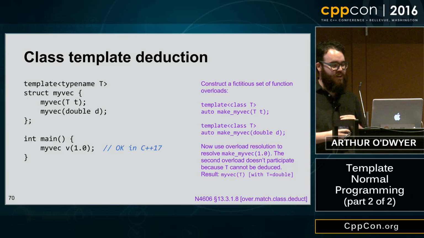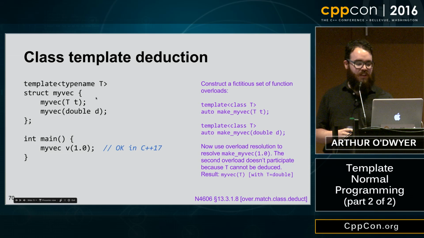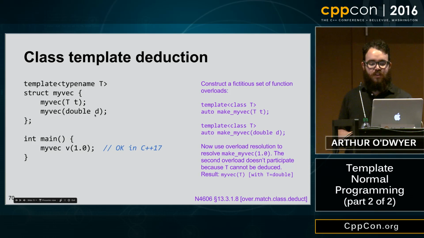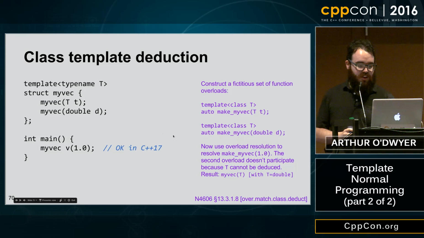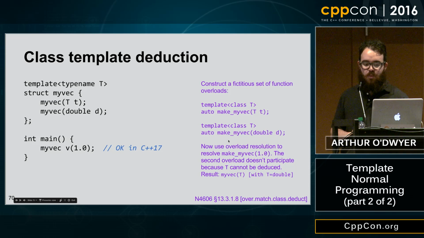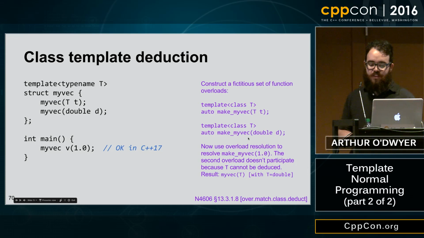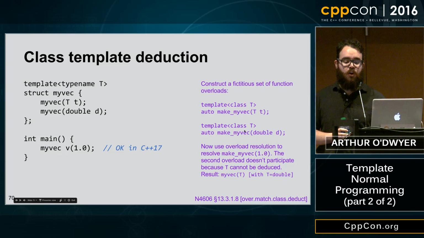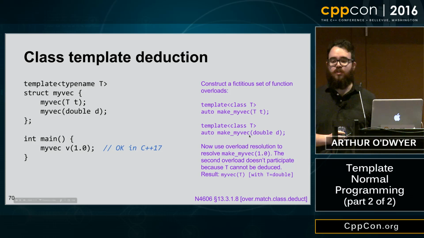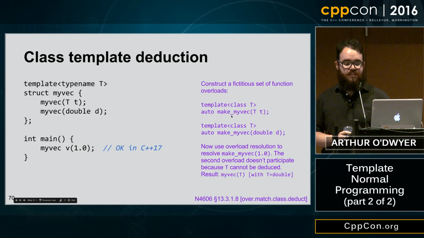Here's another example. We now have a template myvec where it has one overload that takes a T and one overload that takes a double. So let's pretend that we had these two function templates, and we're calling it with a double. It turns out that we're trying to call make myvec of 1.0, but the second overload, which takes a double, we'd love to call this, but we don't know what T is. T can't be deduced, so it doesn't participate. So we go to this one and we say, now T is double. Okay, I know about that. And we make a myvec of double.